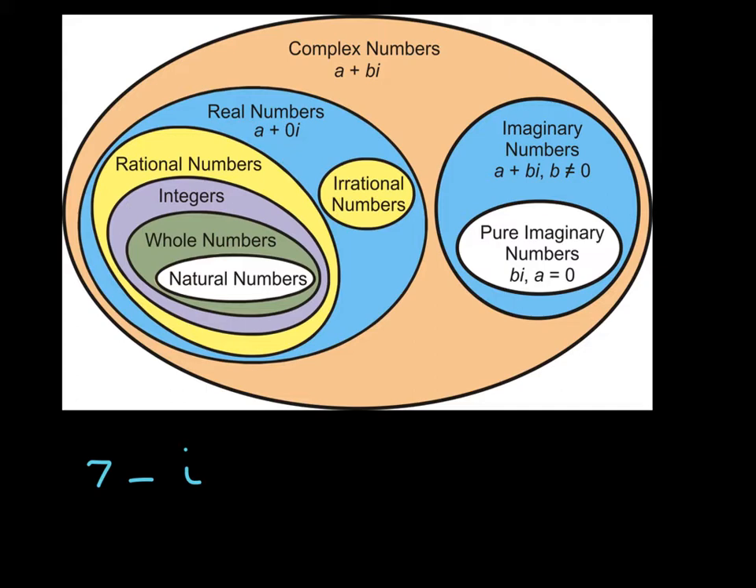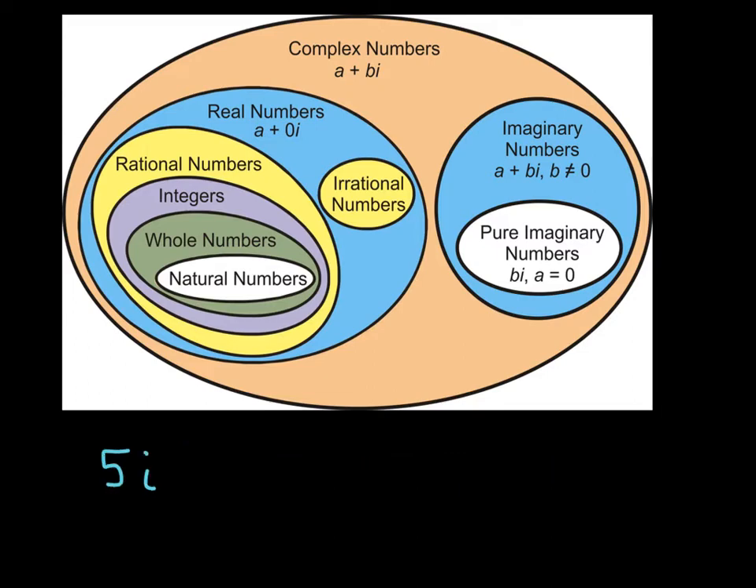What kind of number is this? 7 minus i. This would also be considered an imaginary number. You can also call it a complex number. Now, the real part is 7. The imaginary part, be careful, is -1. -1 is the imaginary part.